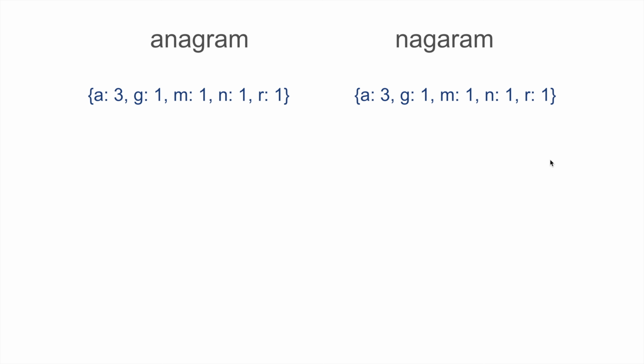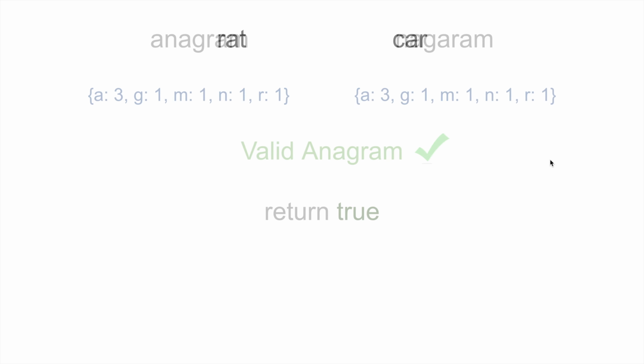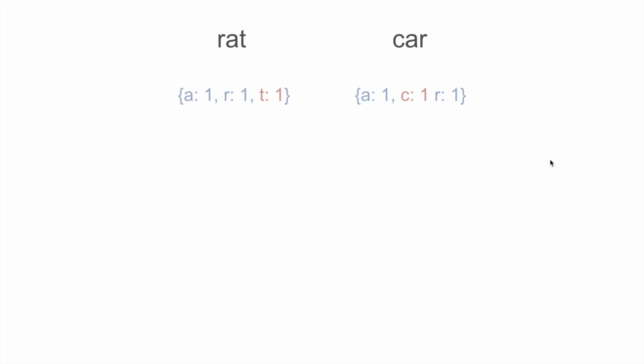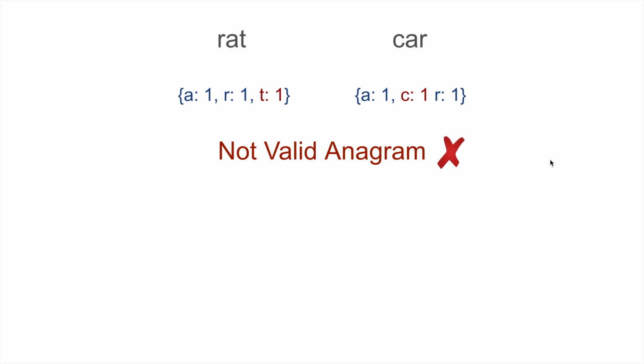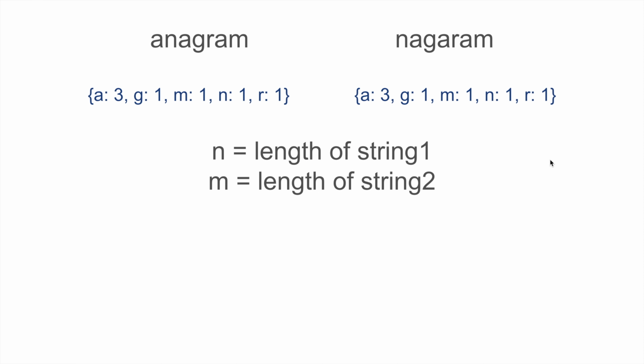How are we going to solve this problem? We're going to use a hash map to store the character count. The key will be the unique character and the corresponding value will be the count of that character. As we can see here, the two hash maps are exactly the same, therefore these two strings are anagrams and we return true. And for the second example, the hash maps are different, so it's not a valid anagram and we return false.